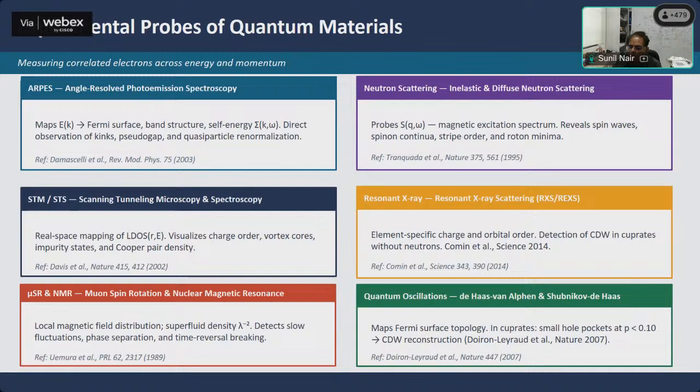If you do not have the luxury of going to a large scale facility, but you want something which can be done in the lab, then you have techniques like scanning tunneling microscopy or spectroscopy, which does not give you all that an ARPES measurement does, but it still gives you a real space mapping of the density of states. It can help you visualize things like charge orders, fermions, vortex cores, all kinds of things.